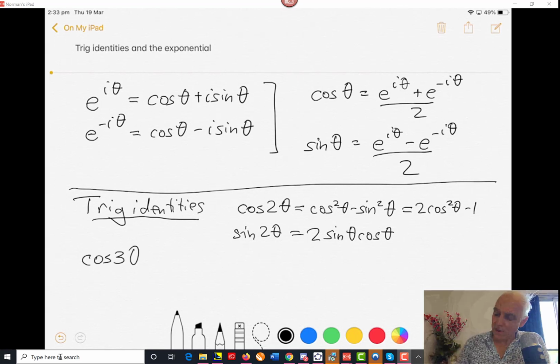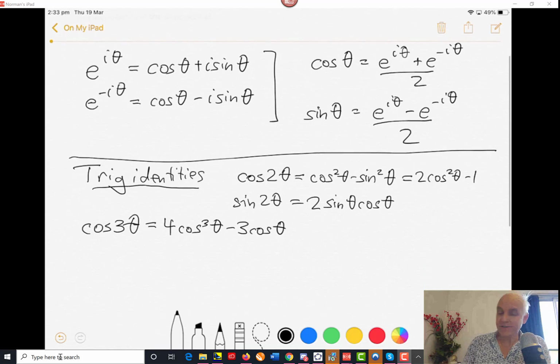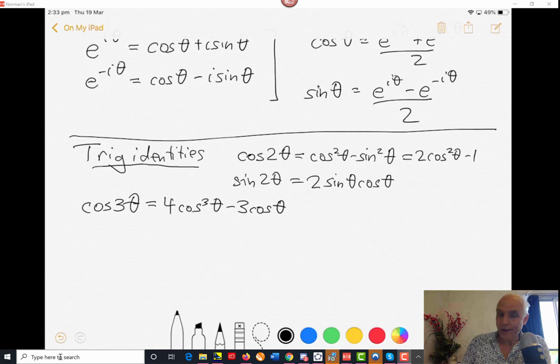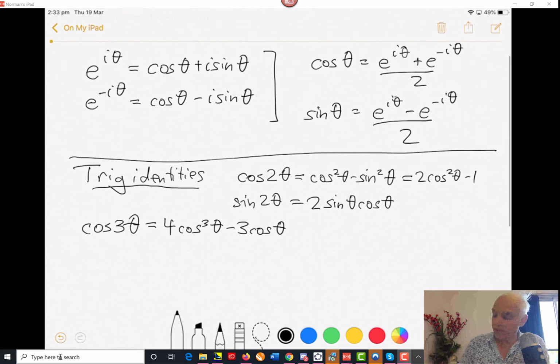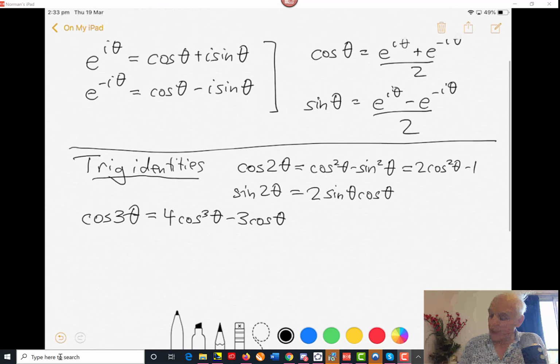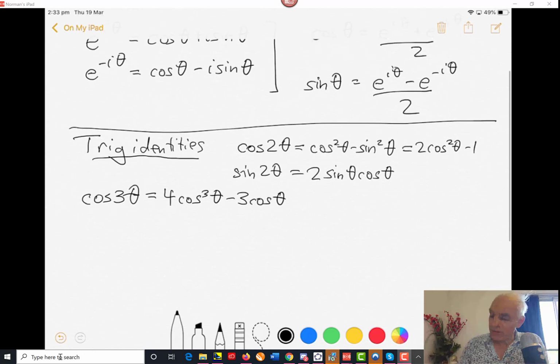But what about, for example, cosine of 3 theta? That's maybe a little bit less familiar. So that turns out to be 4 cos cubed theta minus 3 cos theta. And we might ask, how might we be able to establish and actually discover such identities? It's a natural question. So let's have a look at sine 2 theta, say these first two here.